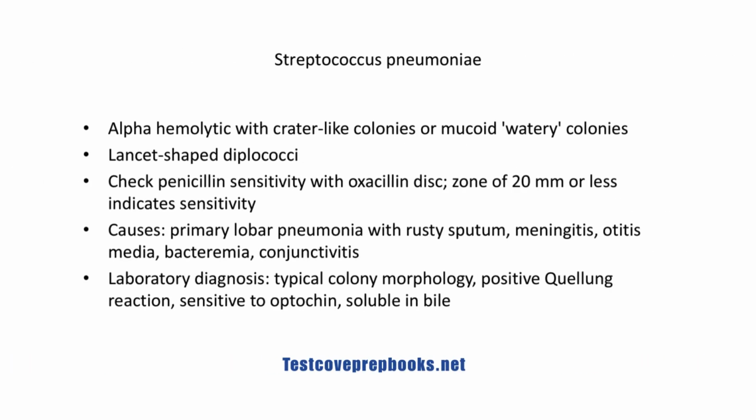Streptococcus pneumoniae is alpha-hemolytic and produces colonies that may appear crater-like or mucoid and watery. Microscopically, they are lancet-shaped diplococci. Penicillin sensitivity is tested using an oxacillin disc, where a zone of 20 millimeters or less suggests sensitivity. Clinically, it causes primary lobar pneumonia with rusty sputum, meningitis, otitis media, bacteremia, and conjunctivitis. Laboratory diagnosis includes recognition of its colony morphology, the Quellung reaction, optochin sensitivity, and bile solubility.